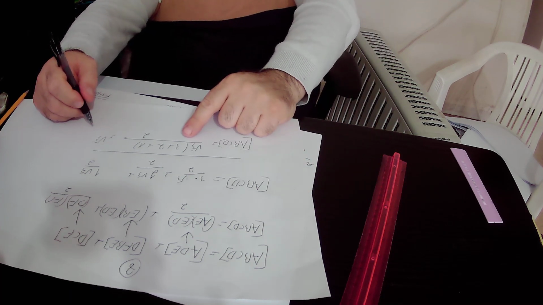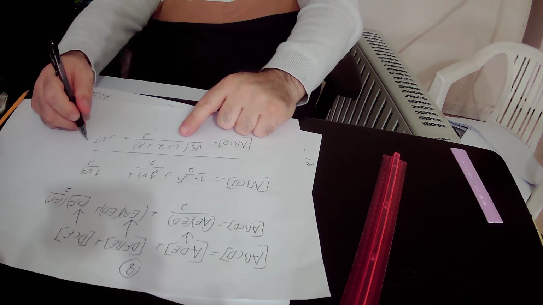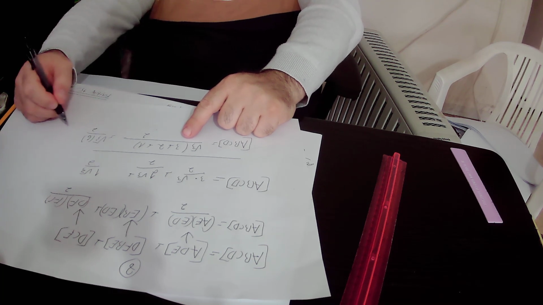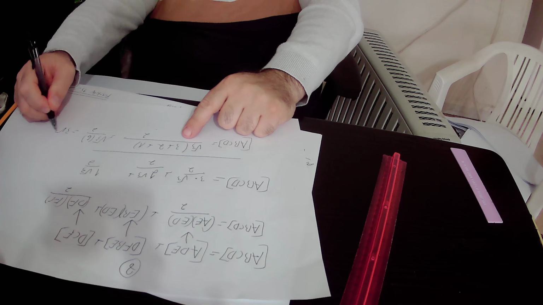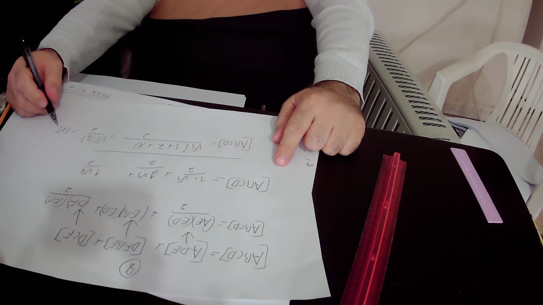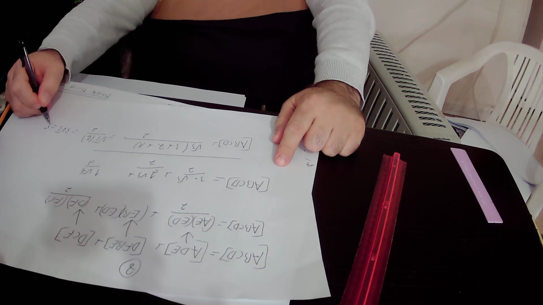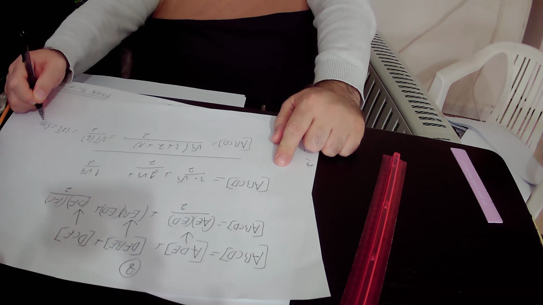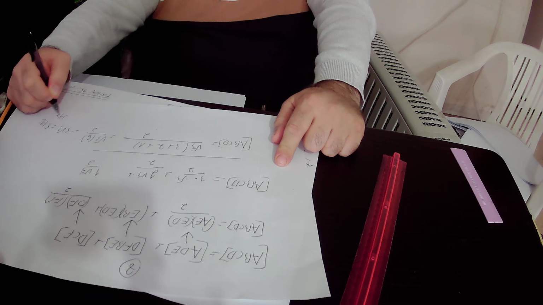3 plus 2 is 5, 5 plus 1 is 6. So in the numerator we have 6 over 2. 6 over 2 is 3. So we found out that the area of quadrilateral ABCD equals either 3 times square root of 3 units, or in terms of numbers, it equals 5.196 square units.